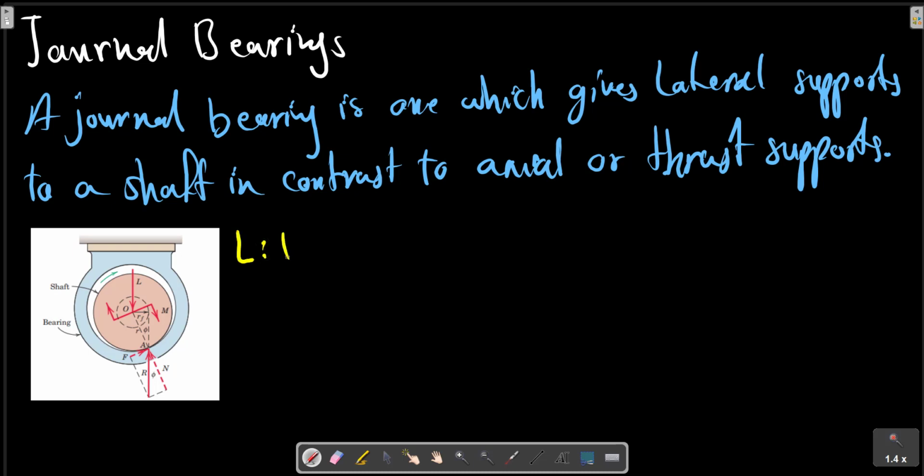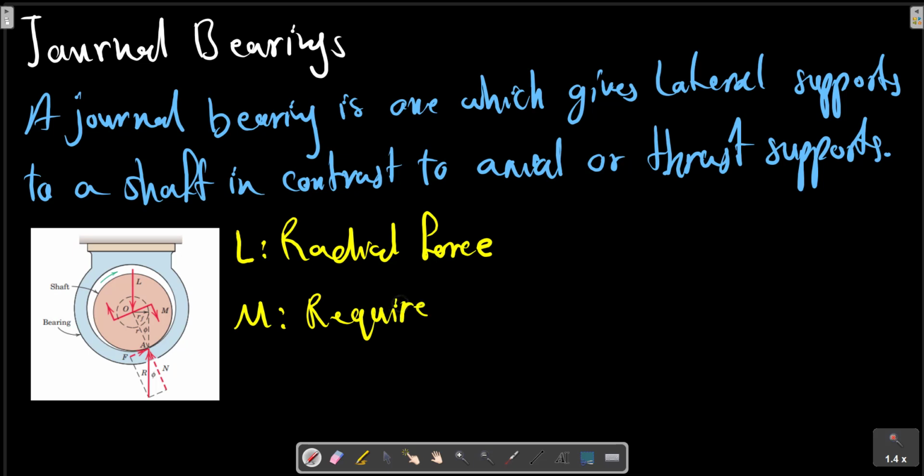L is the radial force, and M is the required moment to maintain rotation.